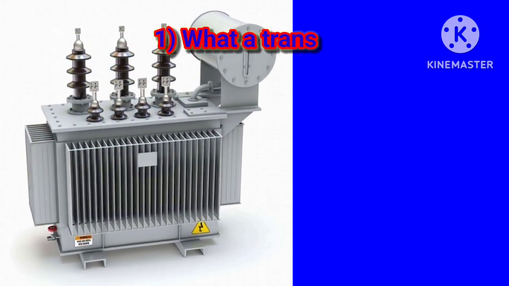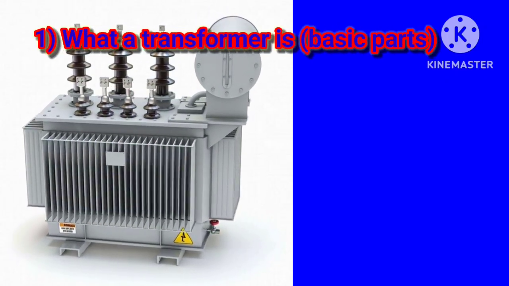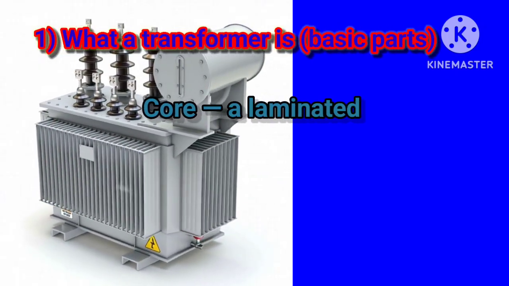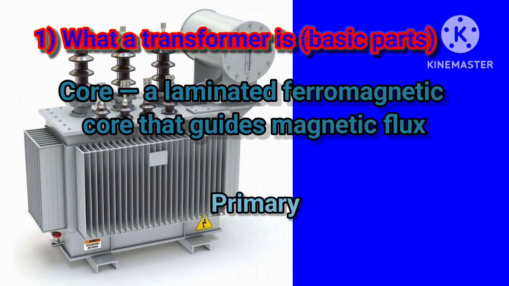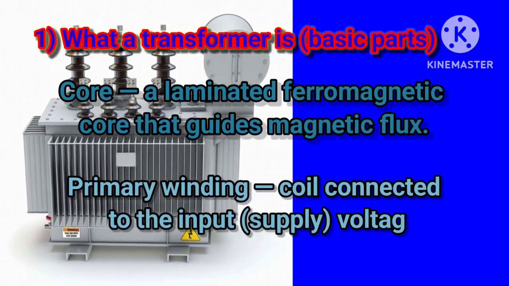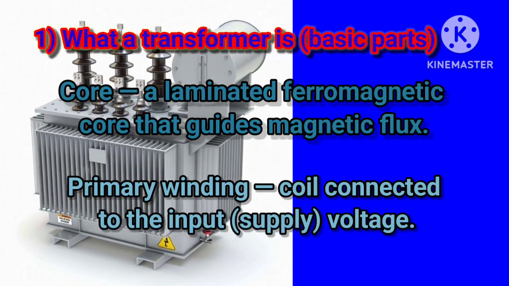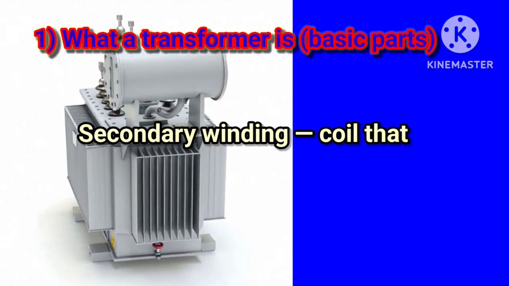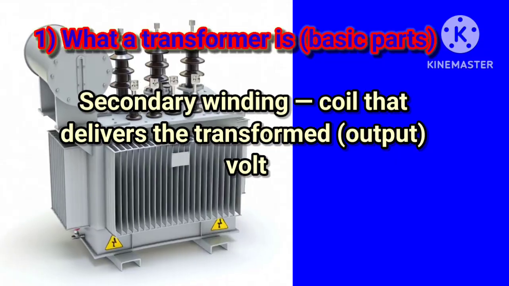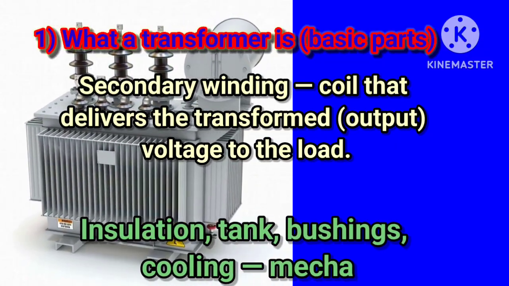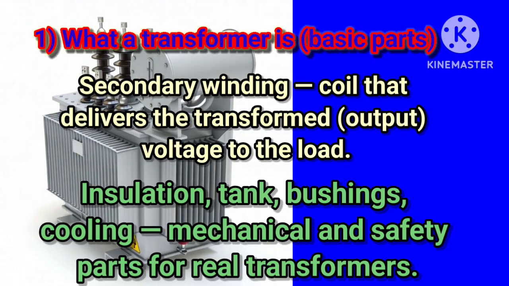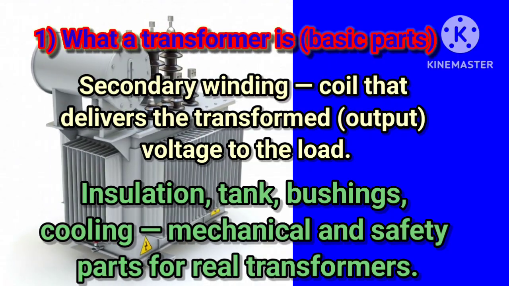1. What a transformer is. Basic parts. Core: a laminated ferromagnetic core that guides magnetic flux. Primary winding: a coil connected to the input supply voltage. Secondary winding: a coil that delivers the transformed output voltage to the load. Insulation, tank, bushings, cooling: mechanical and safety parts for real transformers.